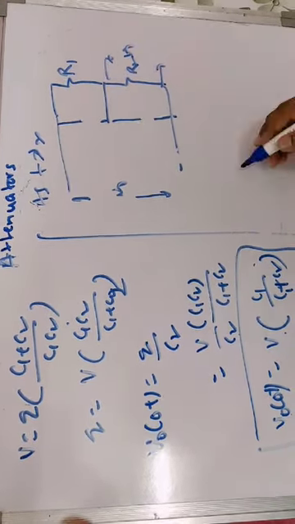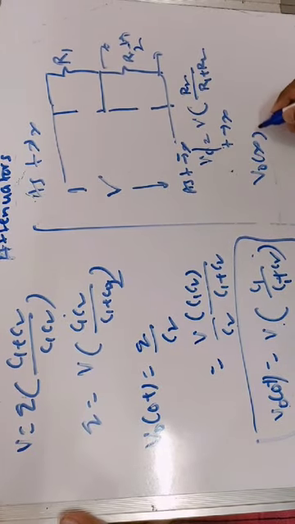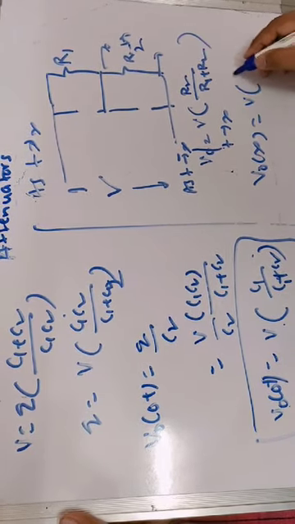So V0 is equal to V into, the input voltage being applied here is a step voltage from t equal to 0 to infinity. So V0 is equal to V into, by the voltage division principle, R2 divided by R1 plus R2. As t tends to infinity, V0 of infinity is equal to V into R2 divided by R1 plus R2.